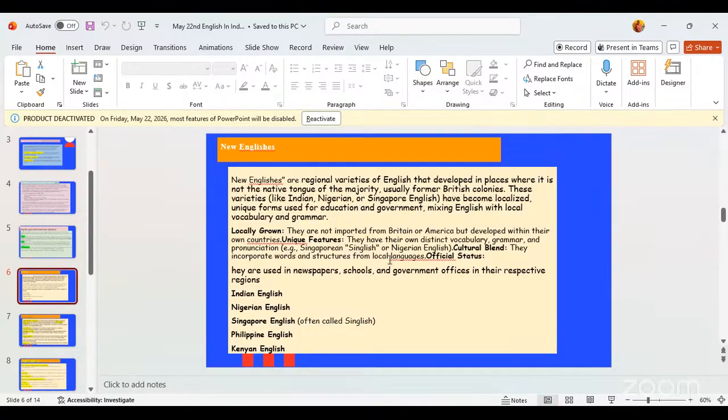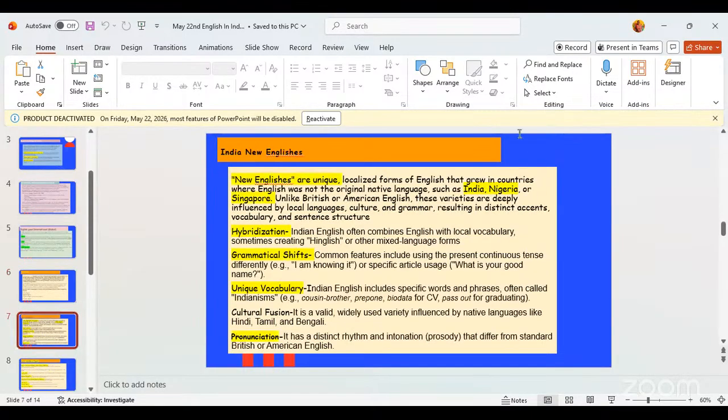They have their own distinct vocabulary, grammar, and pronunciation, such as Singaporean English, Singlish, and the Nigerian English cultural blend. They incorporate words and structures from local languages and have official status. They are used in newspapers, schools, and government offices in their respective regions. Examples are Indian English, Nigerian English, Singapore English, often called Singlish, Philippine English, and Kenyan English.